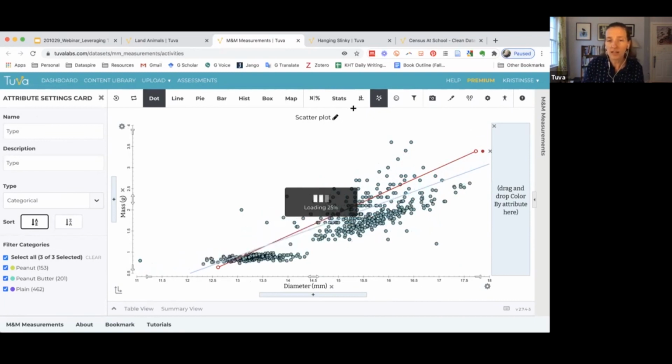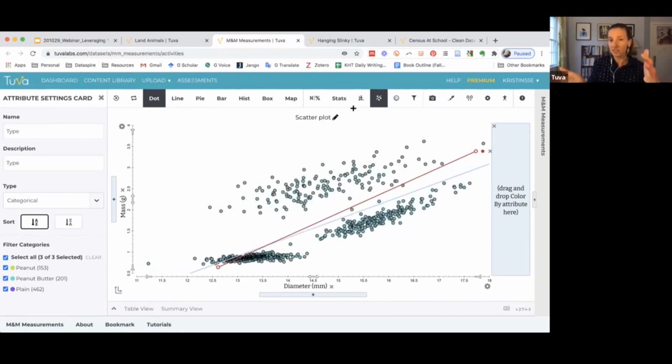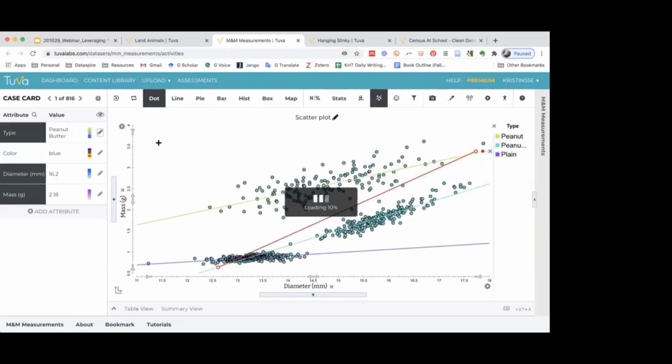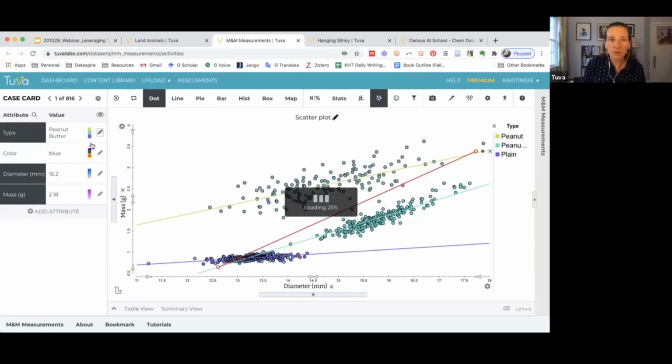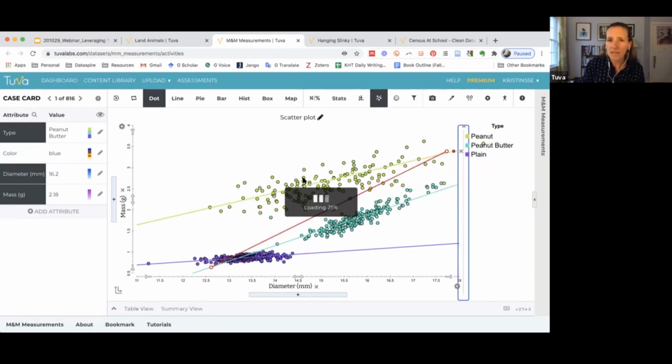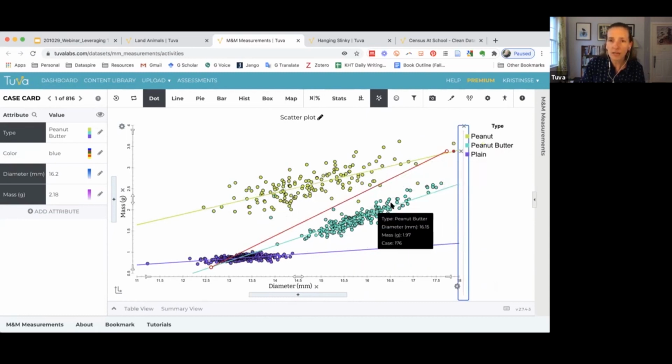And rather than just adding one line, so this is the line of fit for all of the data, we could also add the least squares line for our different categories. Let's see how this goes for us. Into color. Okay, yeah. So now what we have is our least squares line for, let me just extend this legend so we can read it better, for our peanut M&Ms, for our peanut butter M&Ms, and for our plain M&Ms.